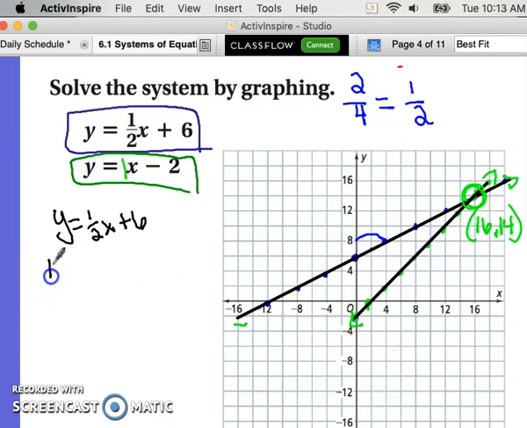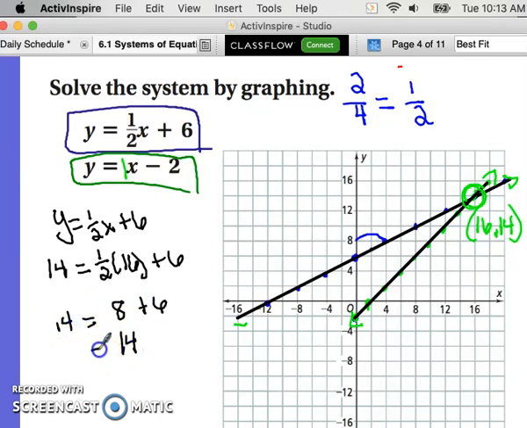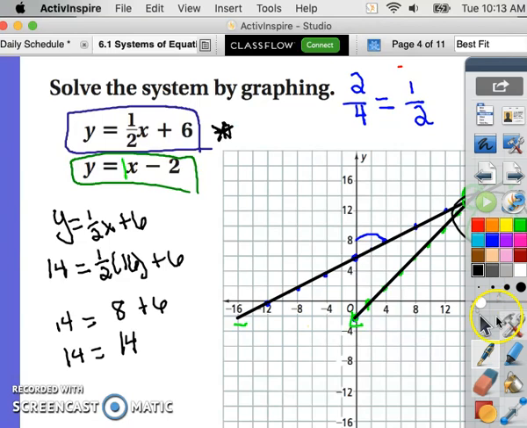So 14 is my y, so 14 I'm going to be replacing with y. 1/2 of x, which is 16, and then plus 6. Order of operations says I have to do the multiplication first. So 8 plus 6, does that equal 14? Or does 14 equal 14? Yes. This ordered pair made this one true, correct? Yes. Okay, then I'm going to erase my work because I don't have a lot of room.